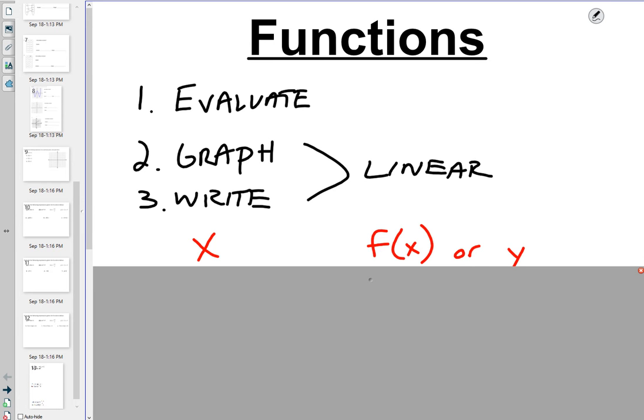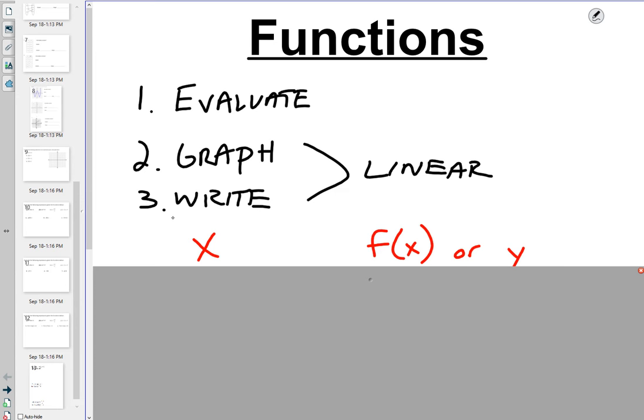And since one of the things we're going to do is graph them, and graphing is a visual medium, what do you think the graph of a linear function is going to look like? It's going to be straight. Or you could say it's going to be a line. That's obvious.